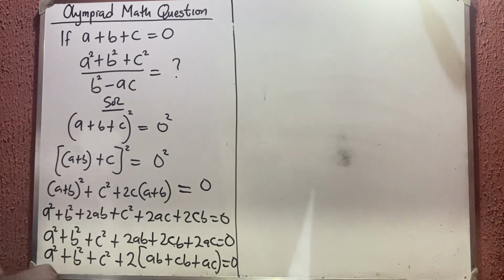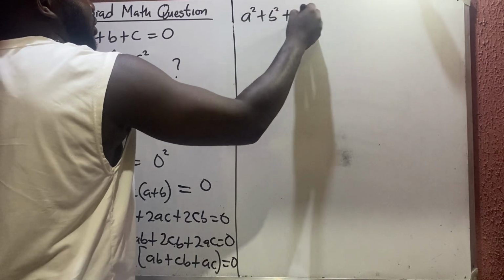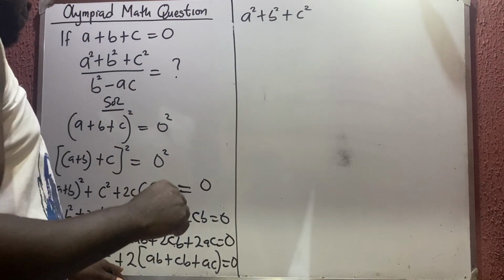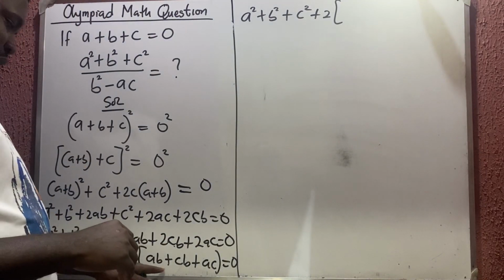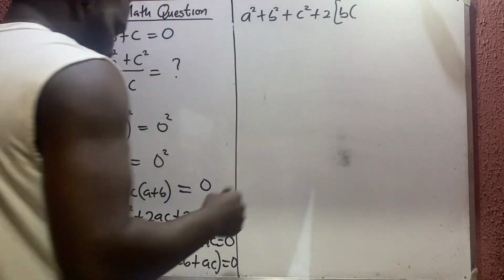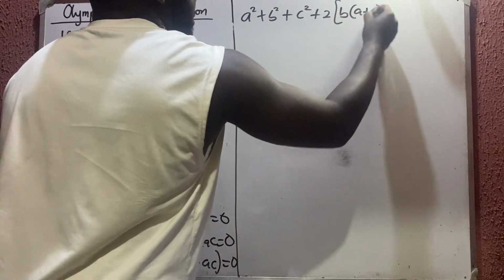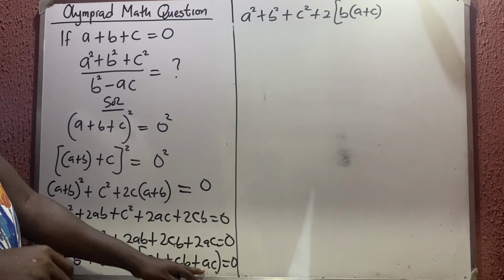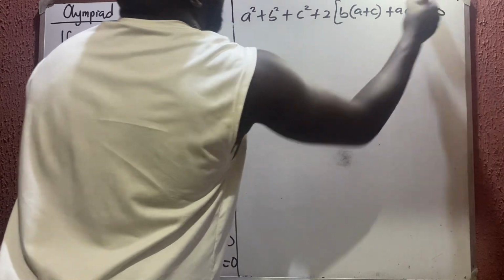Now let me continue from here. I have a squared plus b squared plus c squared, plus 2 into, now this will have something in common. They have b in common. So if I bring out the b they have in common, I am left with (a plus c). So b into (a plus c), then plus ac is equal to 0.